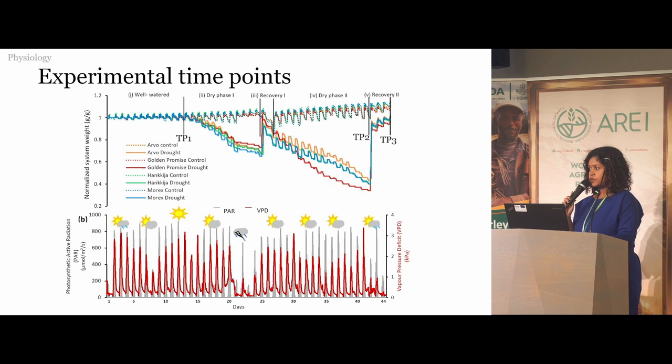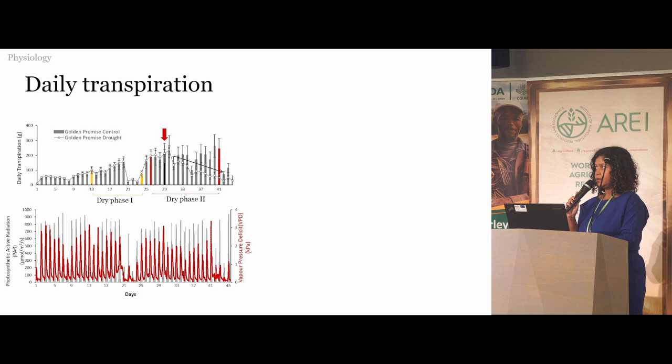So as I mentioned, we collected a lot of physiological parameters, but here I'm going to explain only three of them, starting with daily transpiration. The graph above is the daily transpiration of Golden Promise.